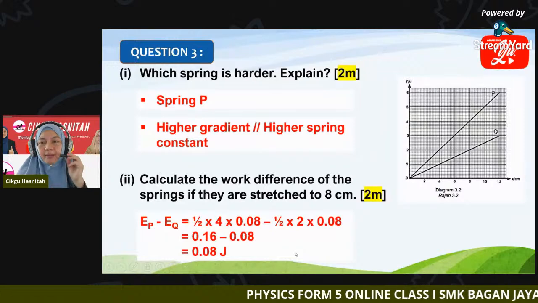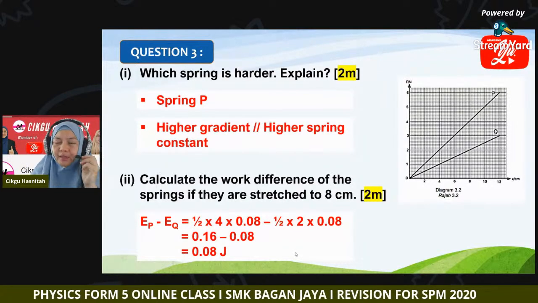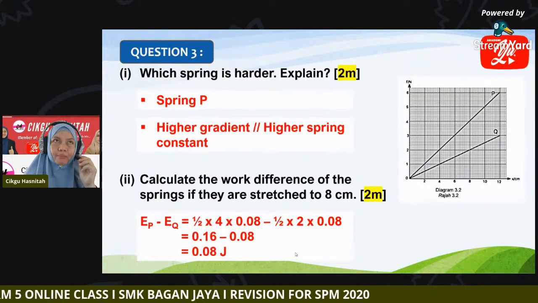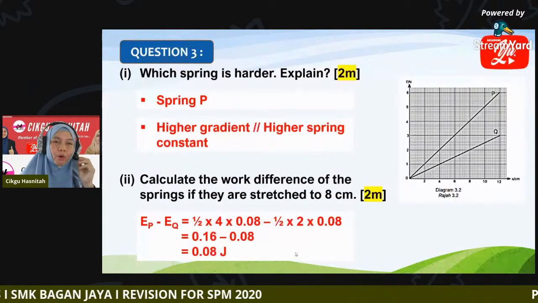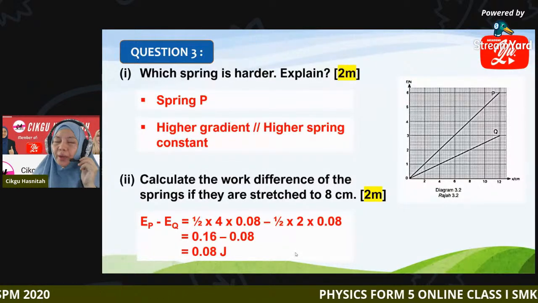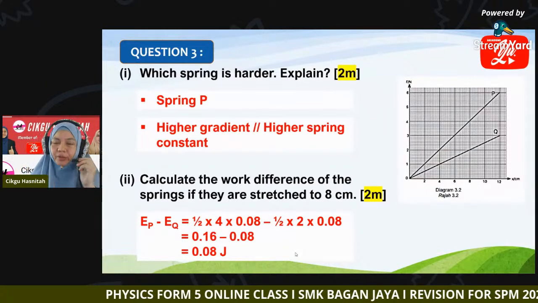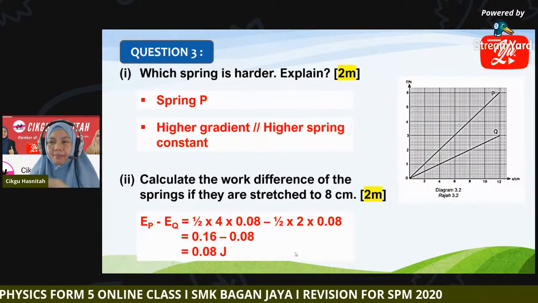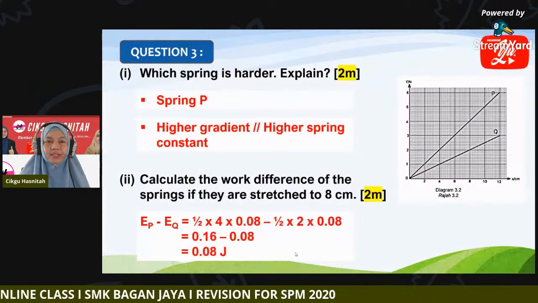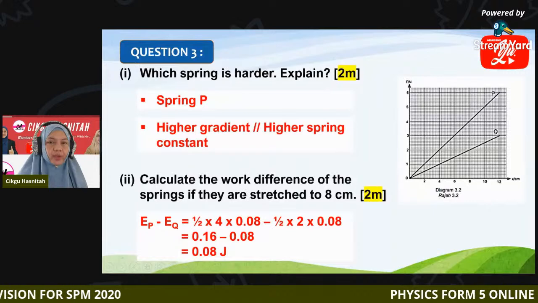Can support more force. I think this one relates to the previous question, right? Can support more force, support more weight. Okay, Wei Liang can support more weight. The force in the cradle refers to the weight of the baby. So class, by this, the work difference again 0.08 joule.